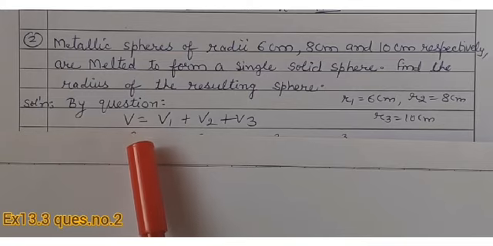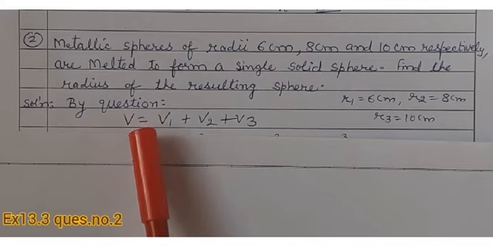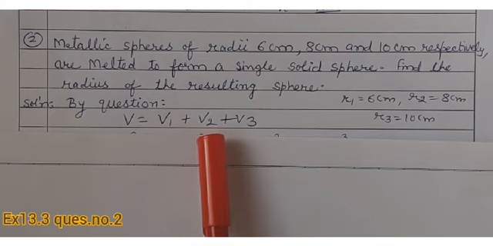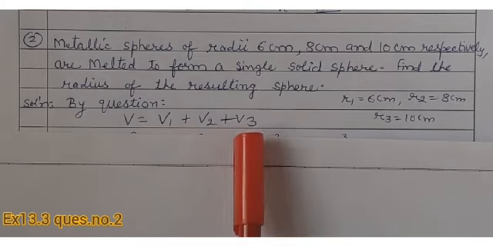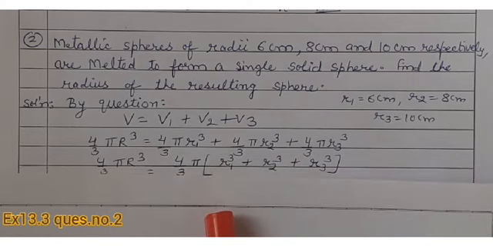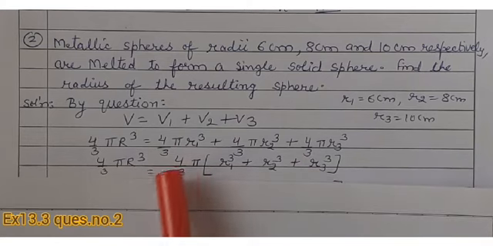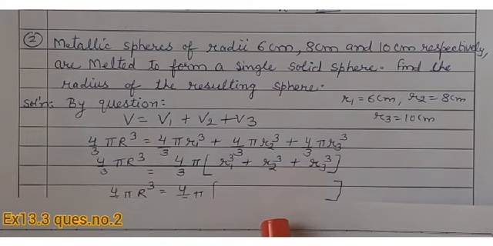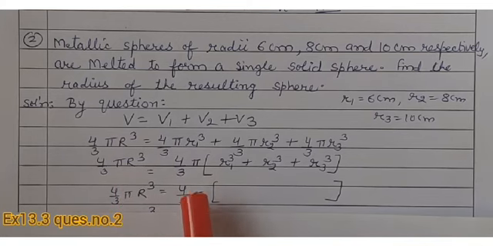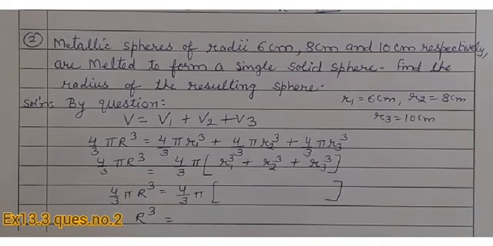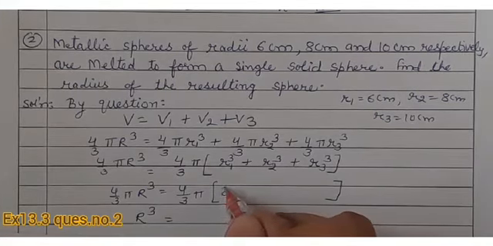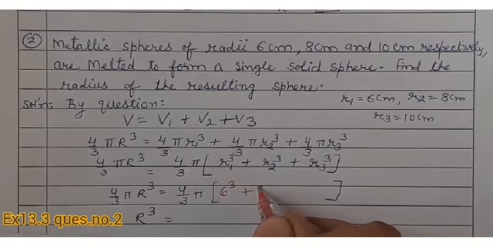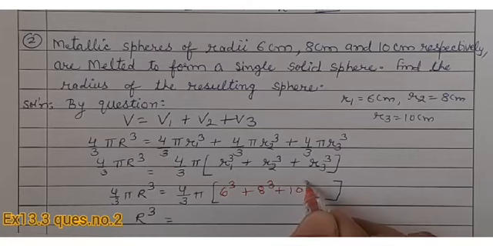And what is the volume of a sphere that we know? 4 upon 3 pi r cube. For capital R cube we can say this is 4 upon 3 pi r1 cube, 4 upon 3 pi r2 cube and 4 upon 3 pi r3 cube. I am taking pi common, 4 upon 3 pi common on both sides. R1 cube plus r2 cube plus r3 cube is there. Then this is as it is. What is the value of r1? The value of r1 is 6 centimeter. So write here 6 cube, then here is 8 cube and here is 10 cube.